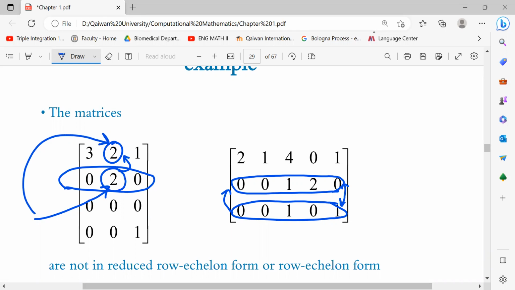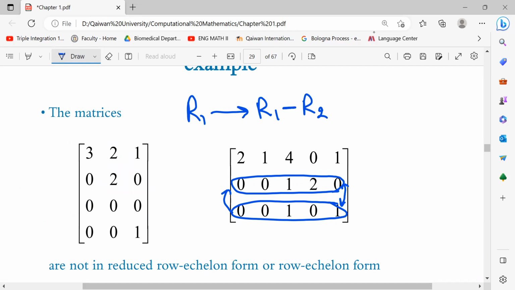We say R1 becomes R1 minus R2. By subtracting this entry from that one, we get 0. It's how to make an entry 0. You don't multiply by 0. Okay? What we do, by using the leading entry, we can make it 0.